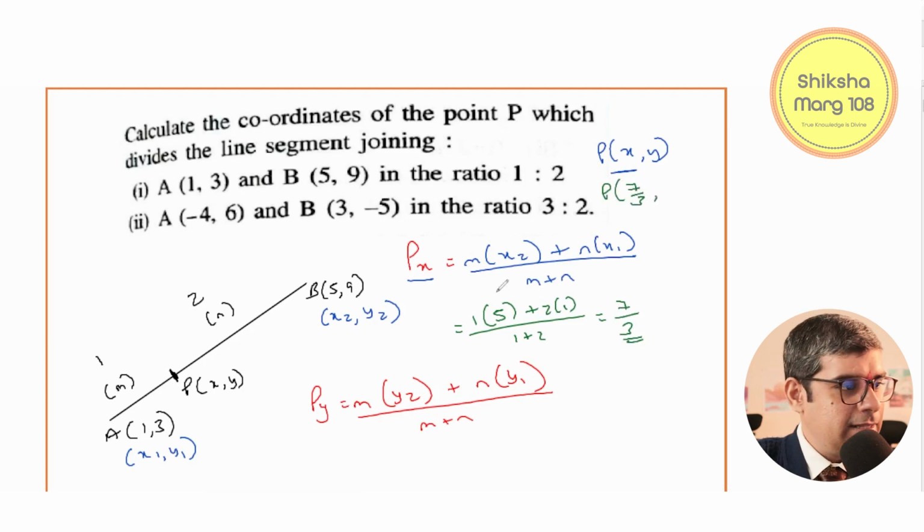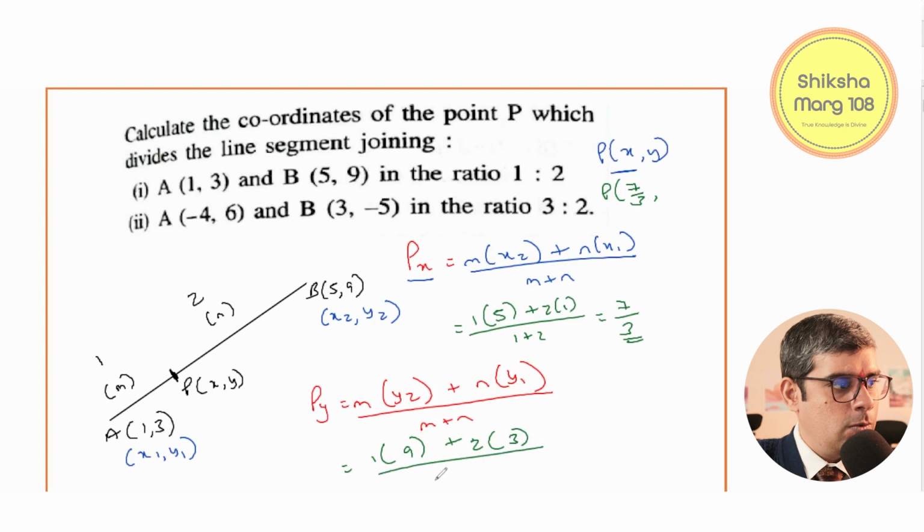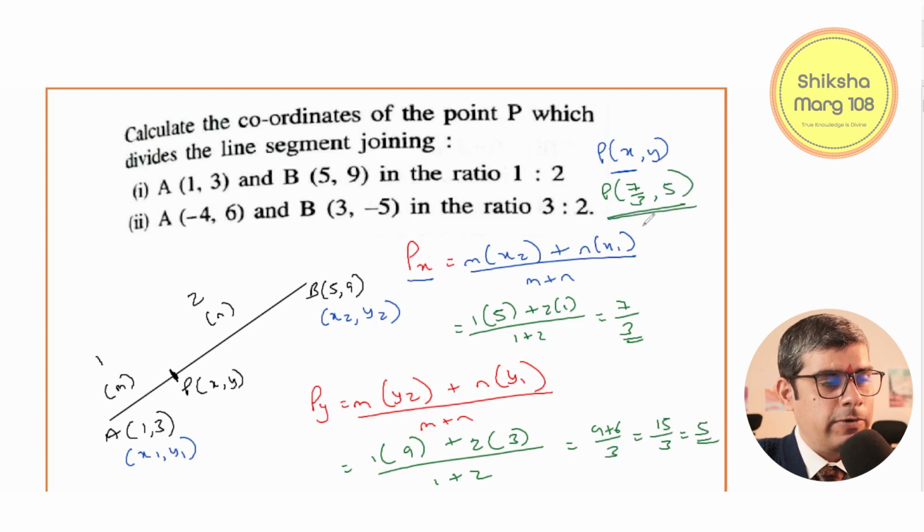7 over 3. And the second one is going to be, so m is 1 again, y2 is for us 9 plus n is 2 and y1 is 3, the whole upon 1 plus 2. That's going to be 9 plus 6, the whole upon 3. That's going to be 15, the whole upon 3. That's going to be equal to 5. So the y coordinate for this point now is 5.